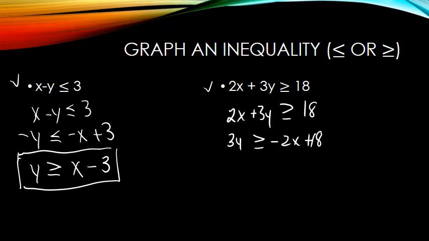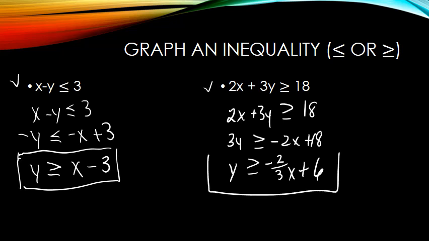And then we're going to divide everything by 3 to get y by itself. I don't have to flip the inequality this time because I'm dividing by positive 3. So y is greater than or equal to negative 2/3 x plus, and 18 divided by 3 is going to give me 6. So jot these two inequalities down, and then we're going to jump over to a calculator, and I'm going to show you a couple of ways to graph this on your graphing calculator.